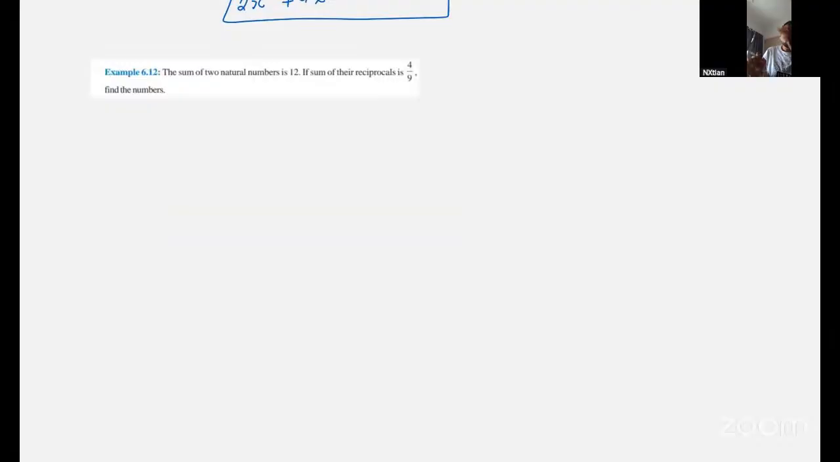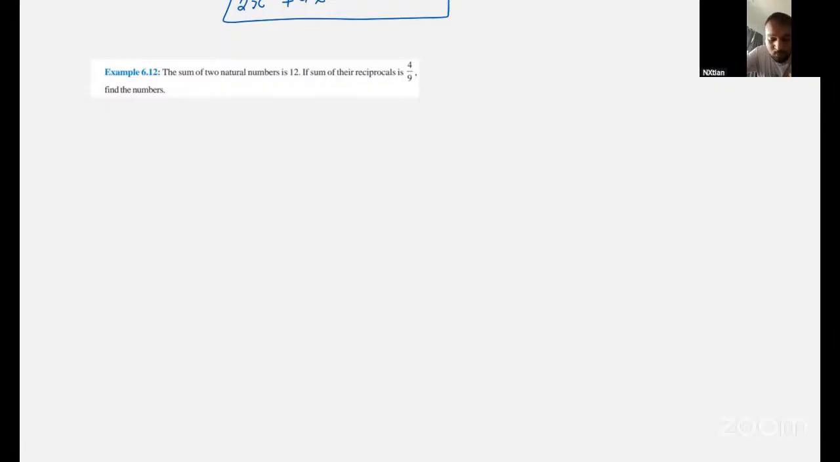Who will read this? Okay, Abraham, can you read this? It's a bit blurry for me. I can read it now. The sum of two natural numbers is 12. The sum of the reciprocals is 4 upon 9. Find the numbers.